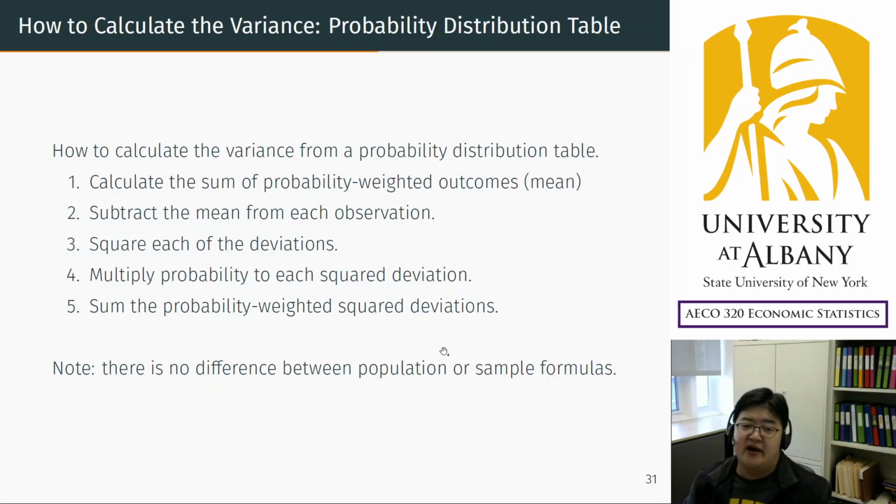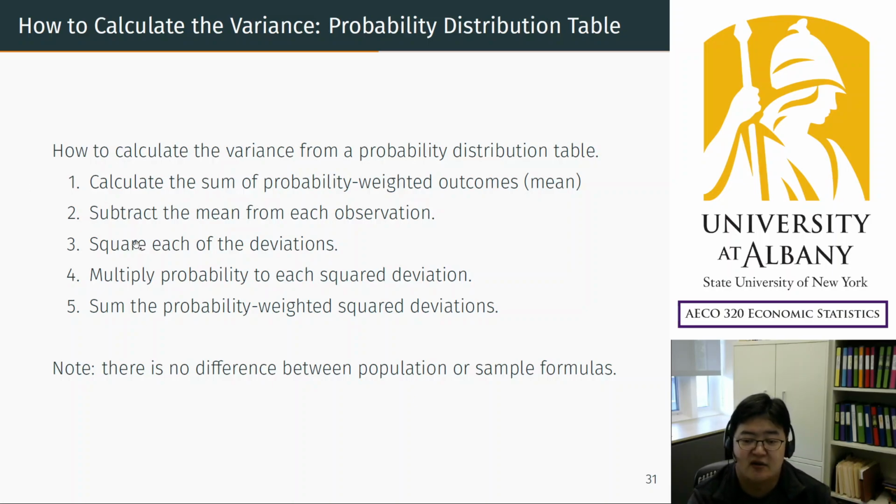So to summarize, when you have a probability distribution table, you have to follow these steps. You first calculate the mean, so that you choose the center, and then calculate the deviations by subtracting the mean from the observation, and square them, and then calculate the mean of the probability weighted squared deviations by summing them, right? So the steps are, if you can understand the definition, pretty mechanical.